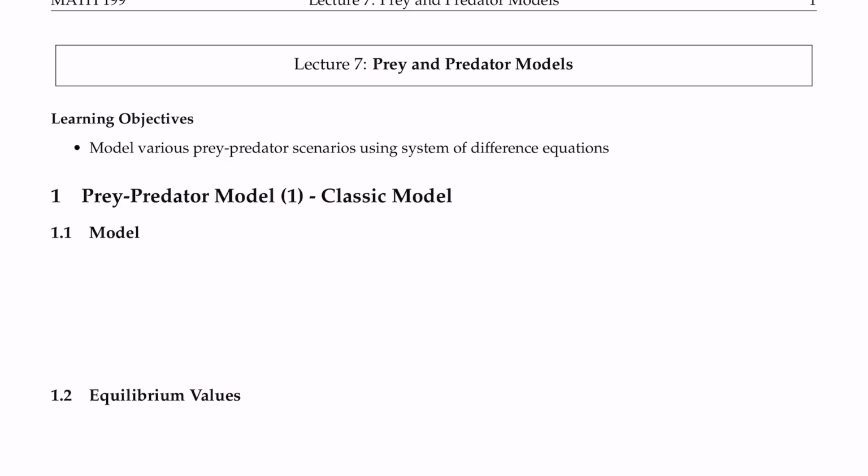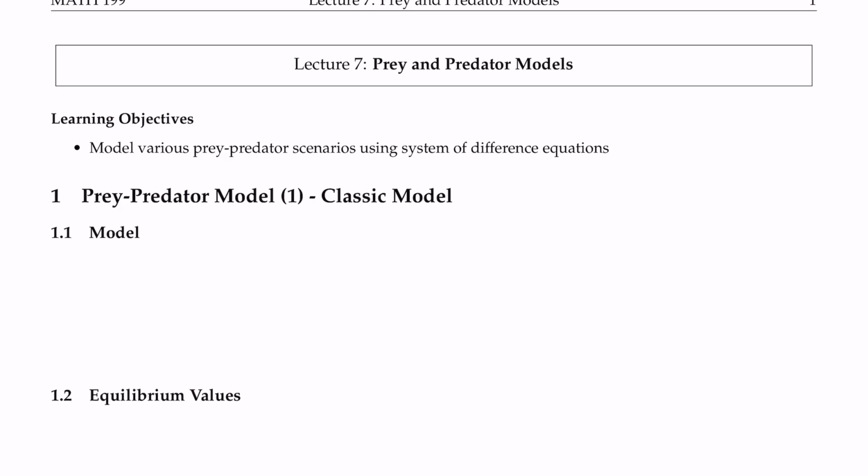Then we're going to look at the equilibrium of the model and also visualize the results using Excel. Then I'm going to move on to the last model, where I modify the classic prey and predator model so that instead of the population of the prey increasing exponentially, it now increases logistically. That is, there is a carrying capacity on the population of the prey.